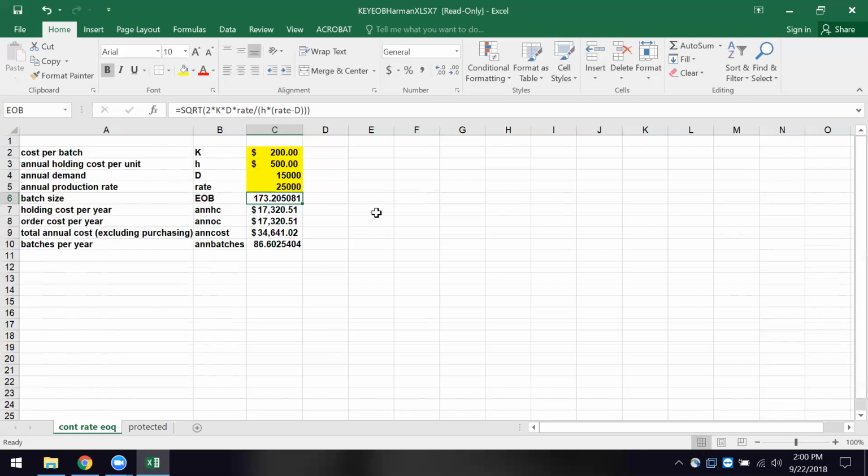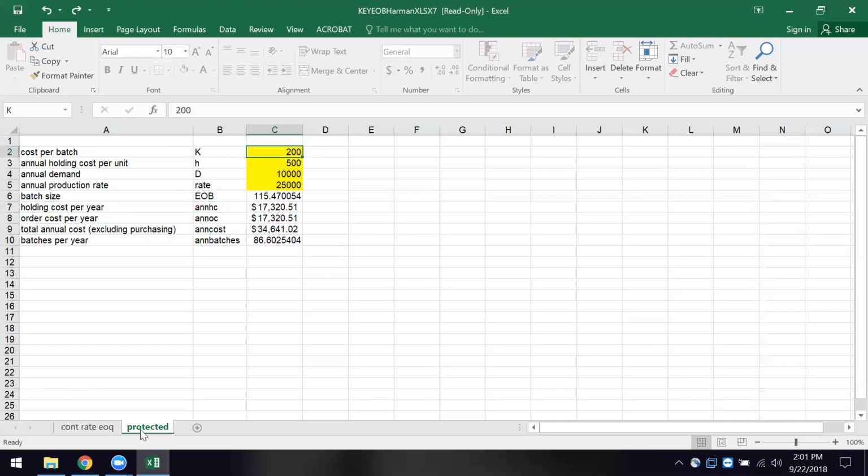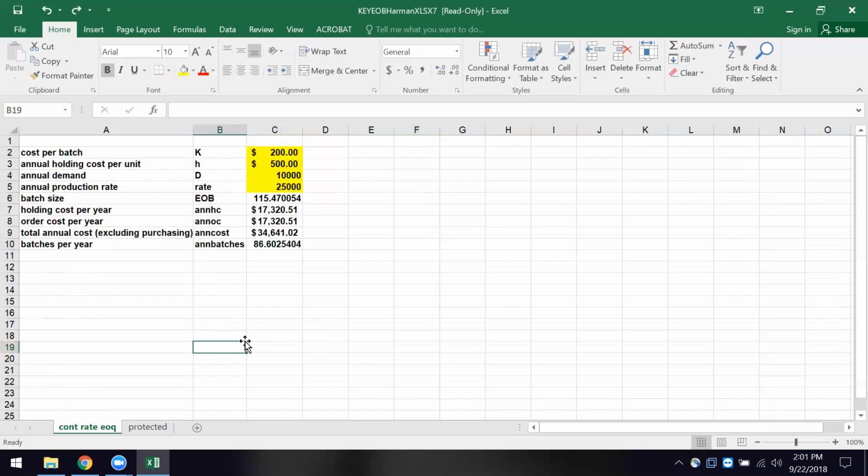And the annual holding cost, I'll have to come back then and say, if I'm doing this, I have a lot more. Well, the holding cost per year goes up. Right now, the order cost and holding cost are the same per year. And let's see what happens if I take that back, and they stay the same. And you can play around with the protected cells if you care to do it.